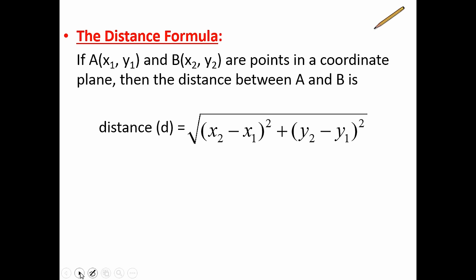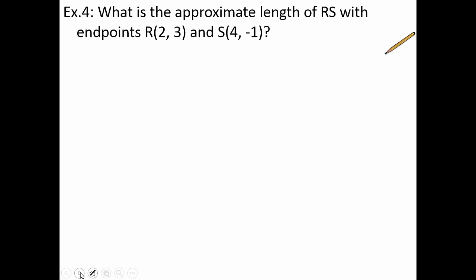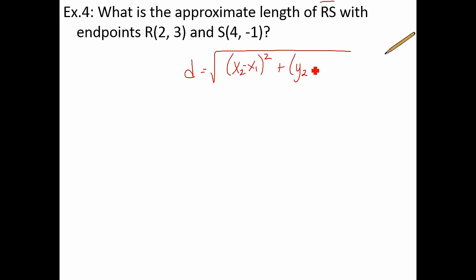So here's the example we need to do. We're going to find the distance between these 2 points. We're going to write the approximate length of RS. This should be segment RS again. Those segment bars don't want to show up. With endpoints R and S. So we need to find that length of segment RS. So we're going to use that distance formula to make that happen. So distance equals square root x2 minus x1 squared plus y2 minus y1 squared.